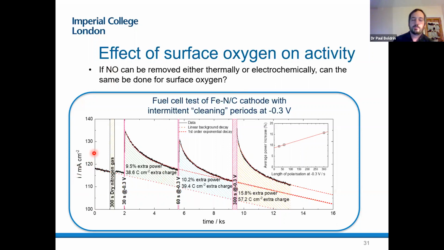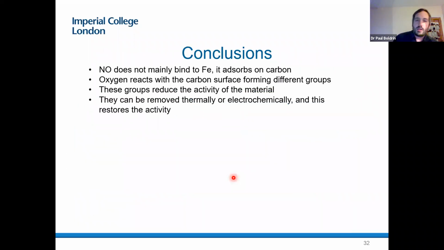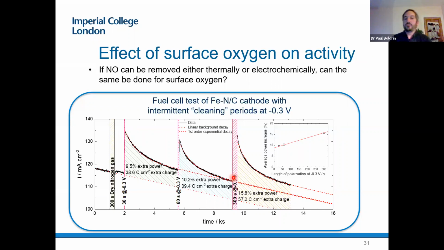So what we did was we put the material in a fuel cell, and we ran it as a fuel cell, and then every now and then we would just run it at minus 0.3 volts for different amounts of time, with the idea that that would remove the oxygen. What we see is that the performance goes up massively as this oxygen that's built up on the surface is removed, and then gradually the surface gets poisoned again, and then we can go back down to minus 0.3 volts and it removes the oxygen again, and again it gets poisoned gradually over time. So that's where we've got with this so far.